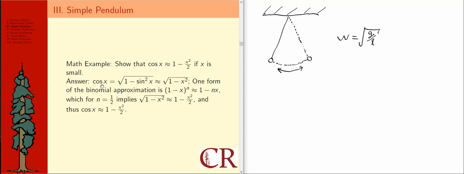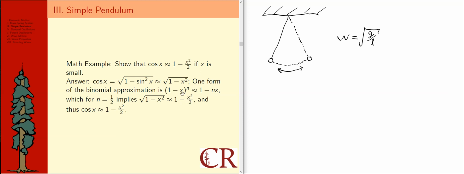The way that I'm doing this here is I'm going to say cosine of x is equal to the square root of 1 minus sine squared x. I think we can all recognize that that's based on a Pythagorean identity. And we showed earlier that sine of x when x is small is equal to just x. So I'm arguing, well, this is approximately equal to the square root of 1 minus x squared. And so wouldn't it be neat if I could do something with that to make it into the result that I want here? And it turns out there is a way to do that using the binomial approximation.